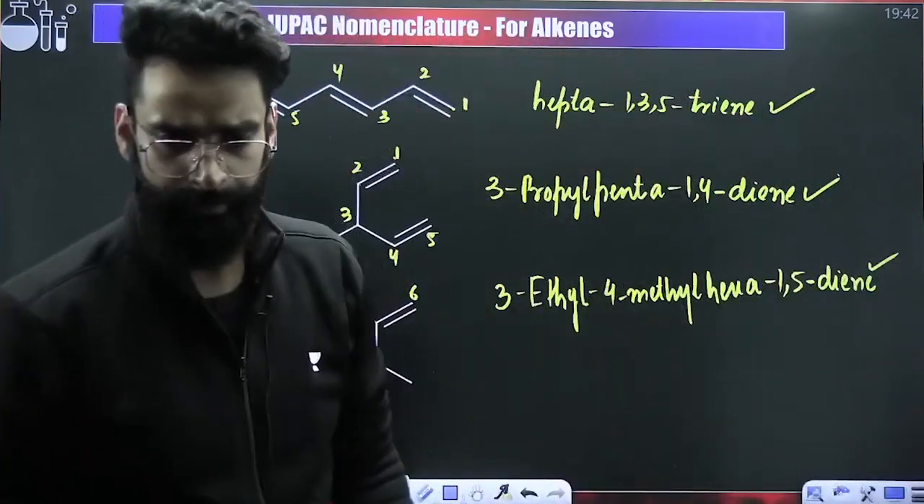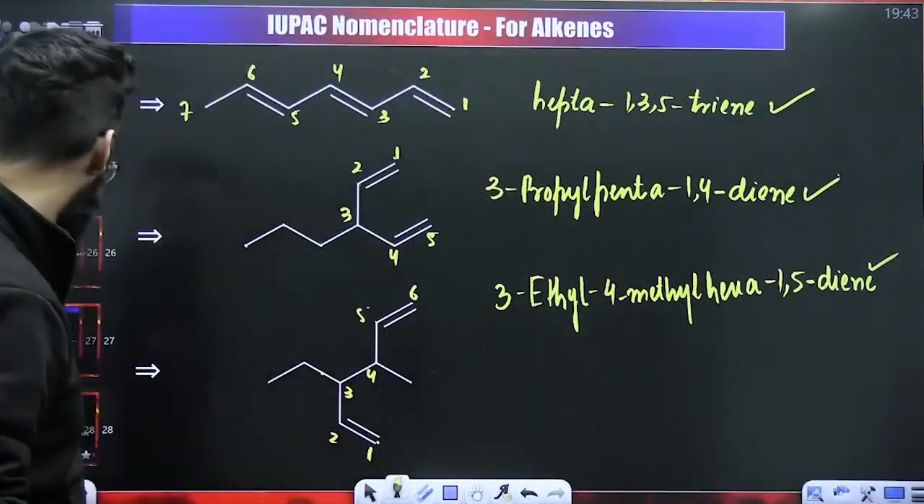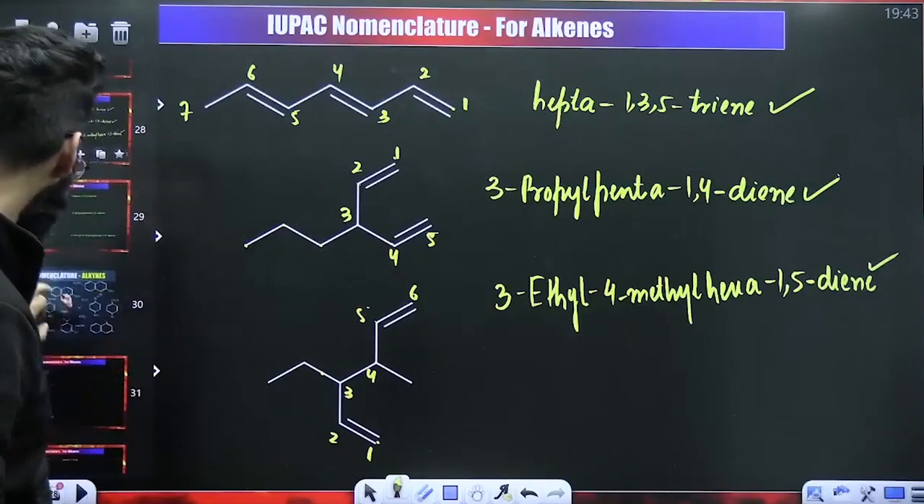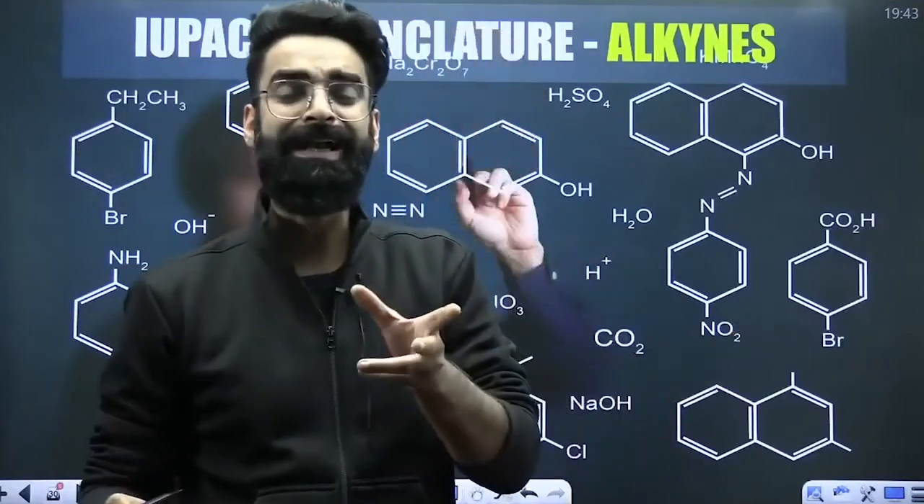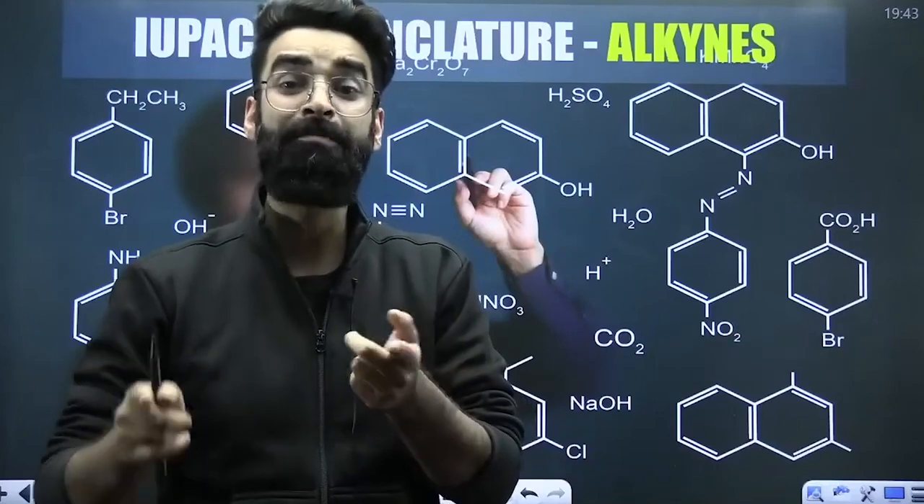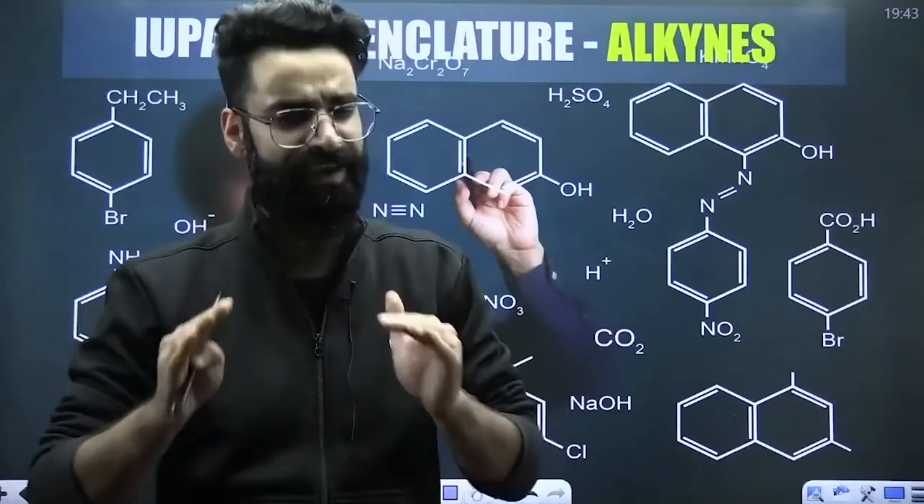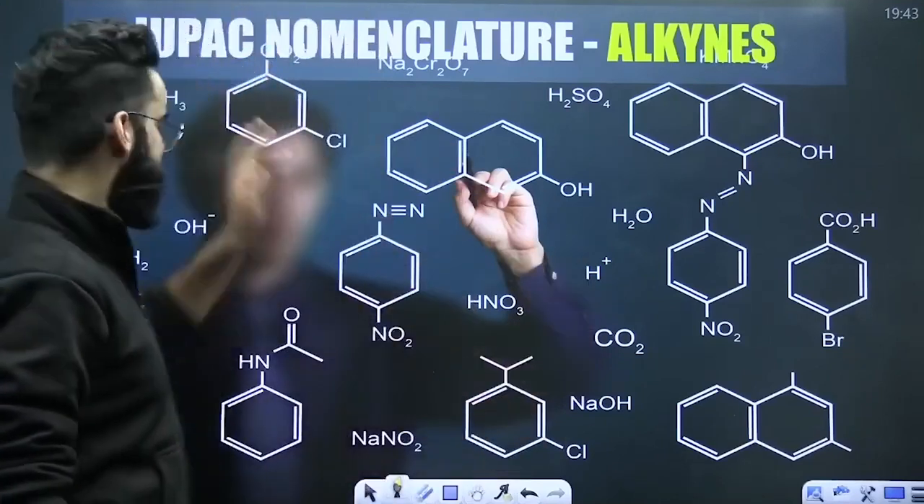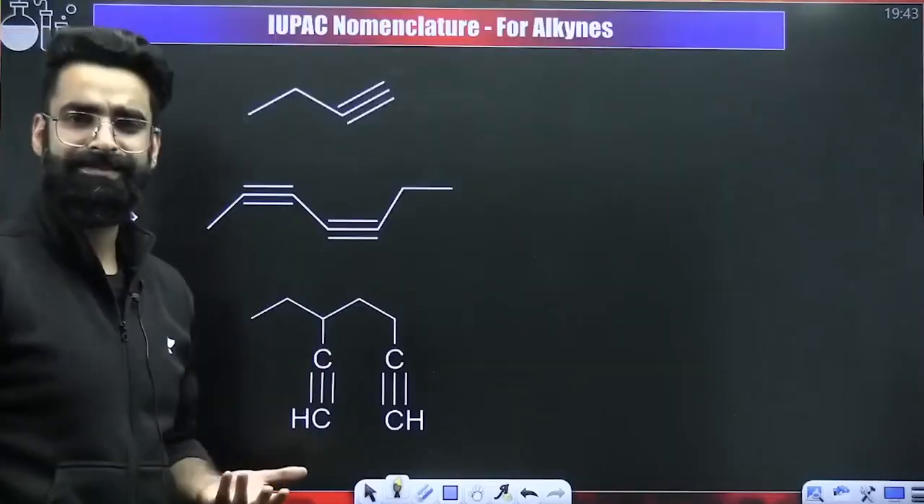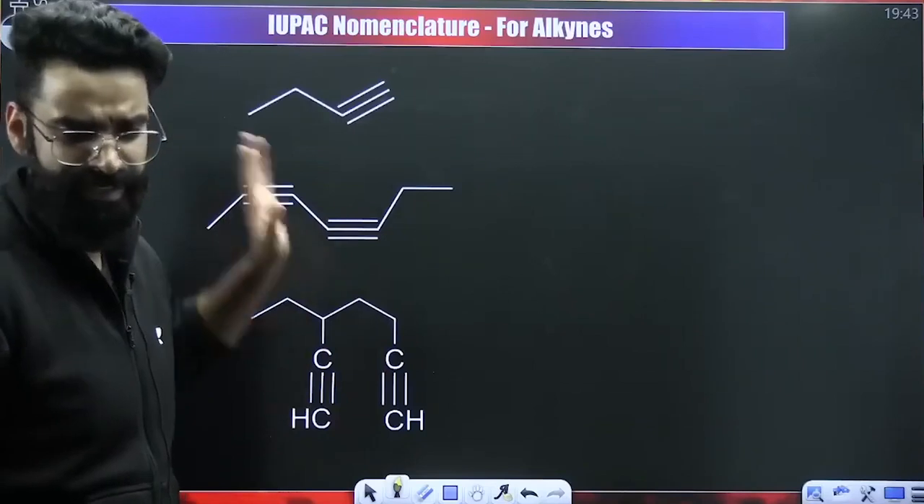I believe it's clear. Let me know once in the chats if it's clear. I hope you got to know how we name the alkenes. I did not mix alkenes and alkynes yet. Just wait for it. Slowly, things will get complex. Now let's talk about alkynes. So there is a triple bond.